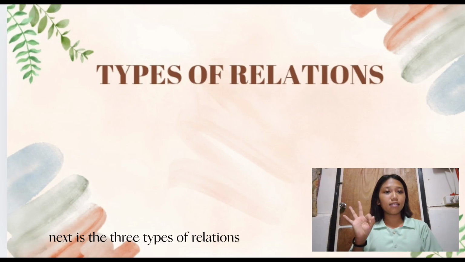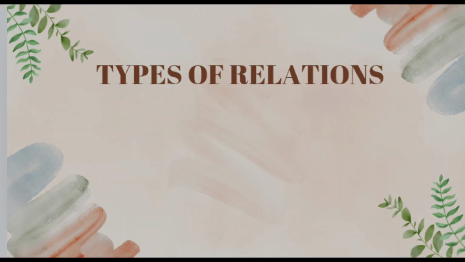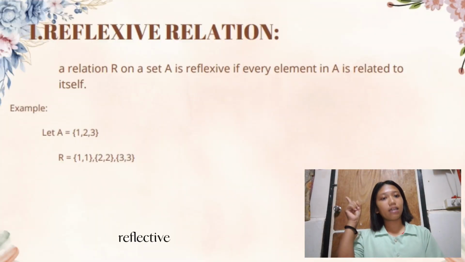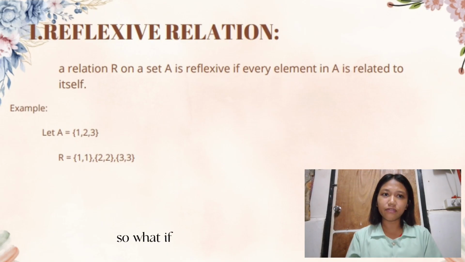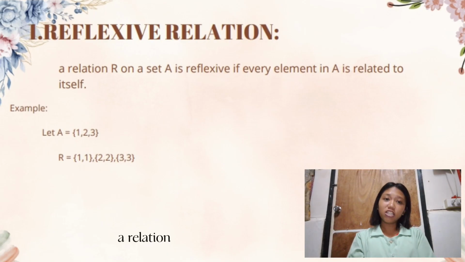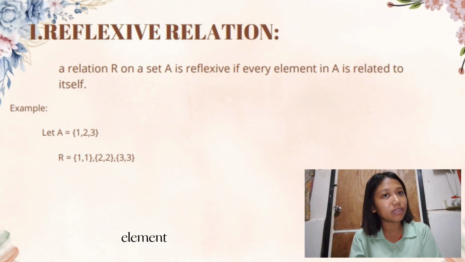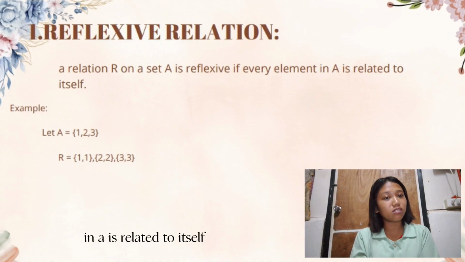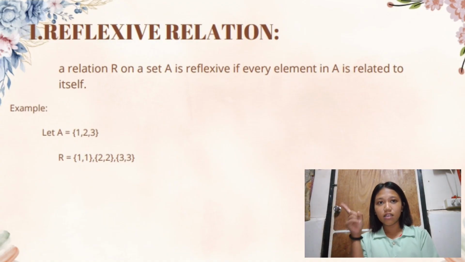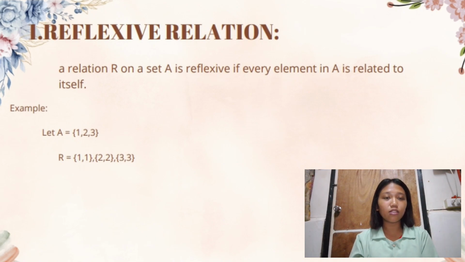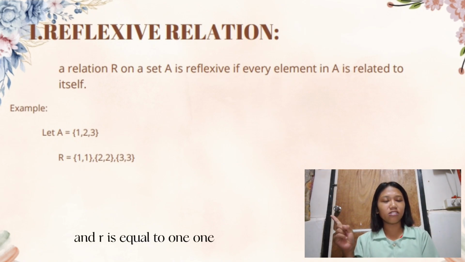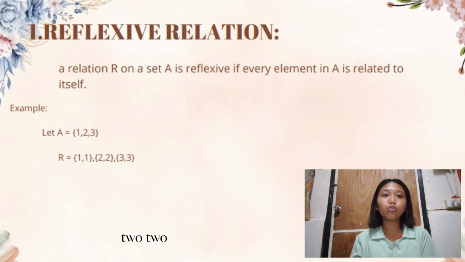Next are the three types of relations. First is the reflexive relation. What is a reflexive relation? A relation R on a set A is reflexive if every element in A is related to itself. Example: let A = {1, 2, 3} and R = {(1,1), (2,2), (3,3)}.